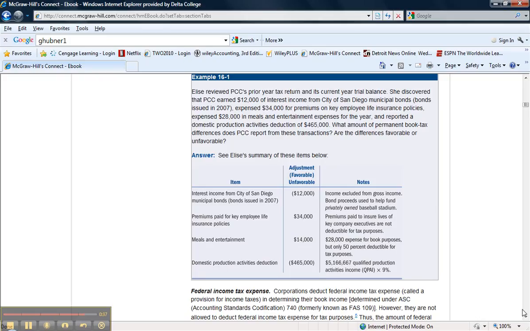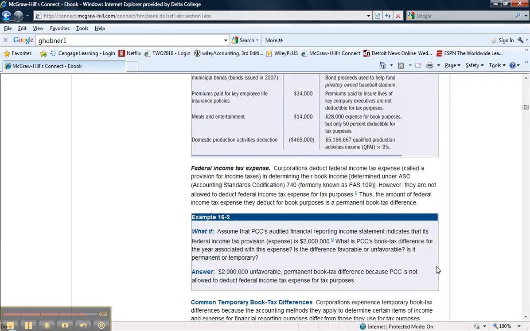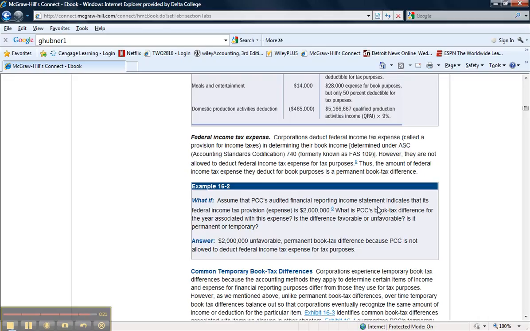That is not a book expense at all. It's a tax deduction that the government has generated for companies that do that. And then federal income tax expense. Companies estimate their federal taxes every year. You can't deduct federal taxes in figuring out federal taxes, so any federal tax expense has to get added back too. We'll continue in the next video.